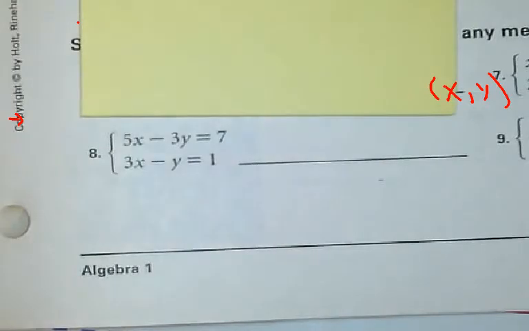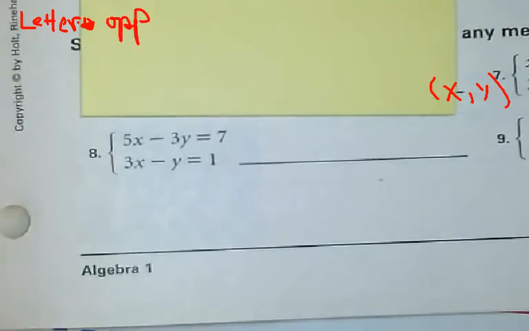Okay, so we're trying to do number 8. Now then, I want to cancel one of my letters. And remember, to cancel them, I have to make one letter the opposite of the other. The letters have to be opposite.